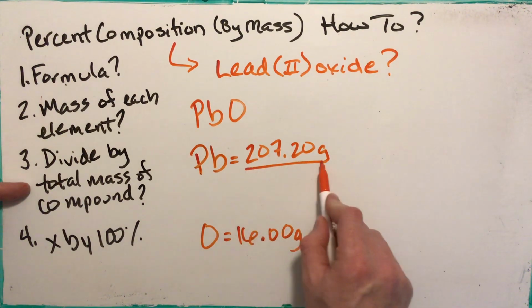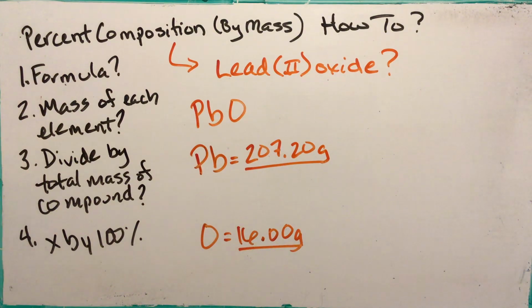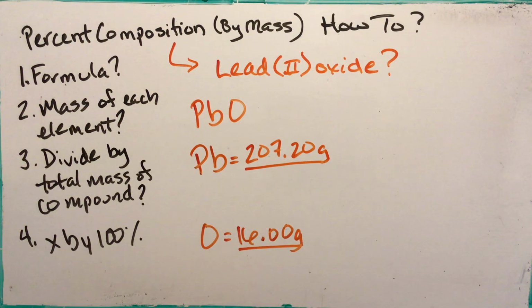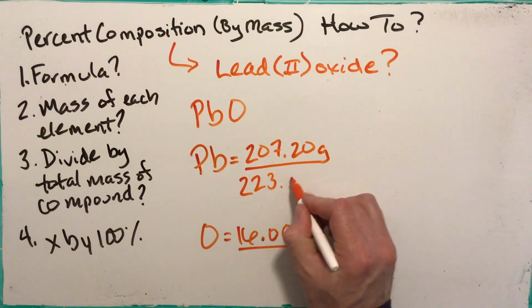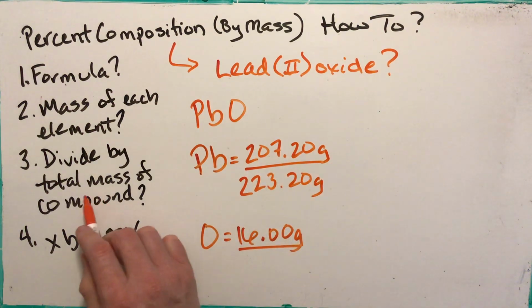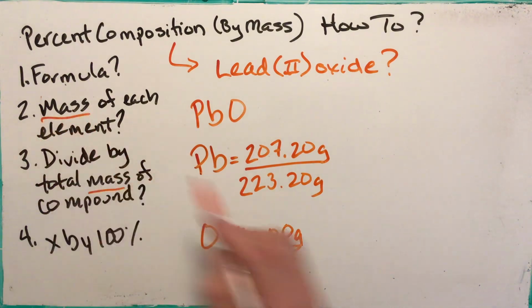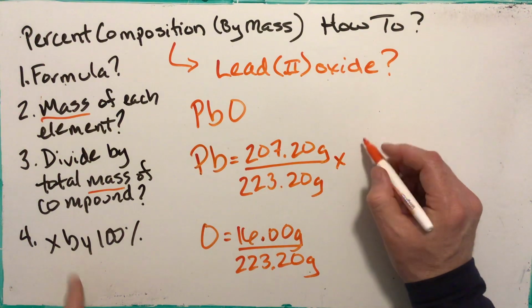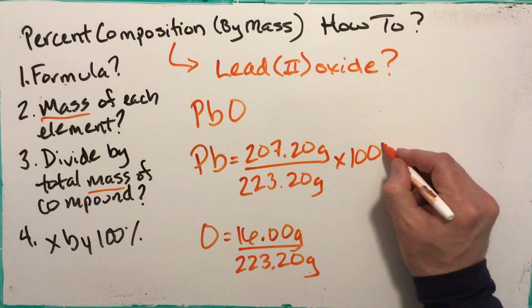Step 3, divide by the total mass of the compound. So what I'm going to do here is I'm going to add up my lead and my oxygen. So I can take these two numbers here and I can add them together. And I'll end up with 223.20. And because it's mass again, it's going to be in grams. And I do the same thing here. That's step 3 done. And the last one, step 4, is multiply by 100%.